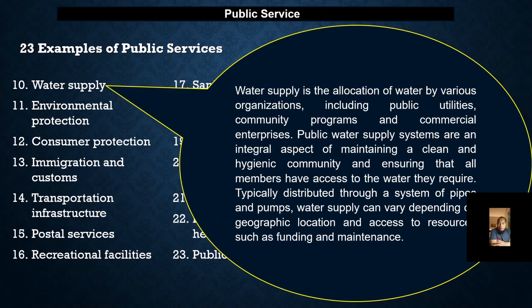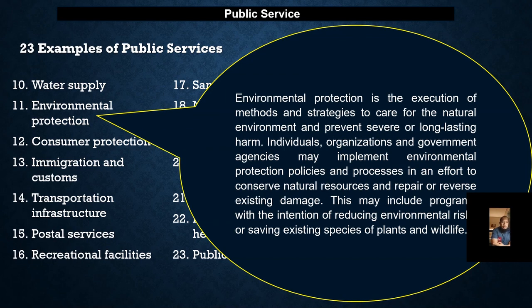Number 11, environmental protection. Environmental protection is the execution of methods and strategies to care for the natural environment and prevent severe or long-lasting harm. So, the short explanation for environmental protection is you protect the environment, you protect the human being.